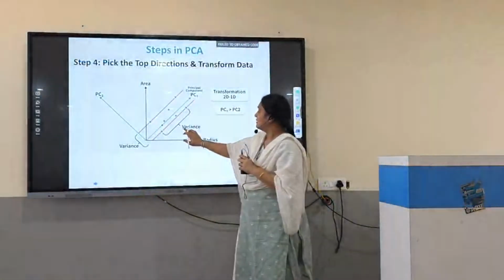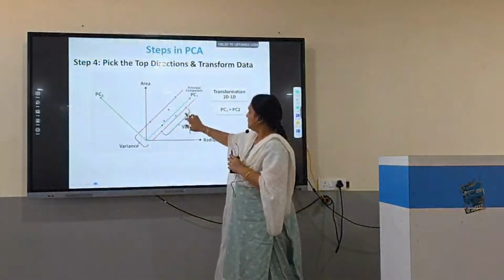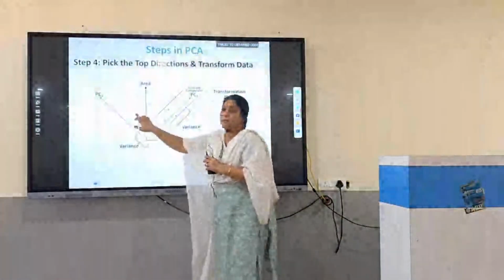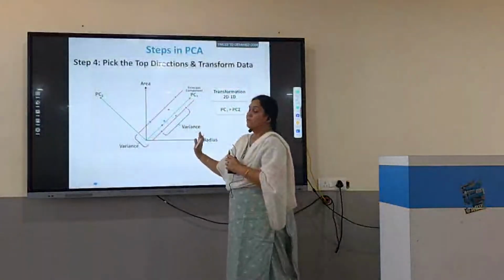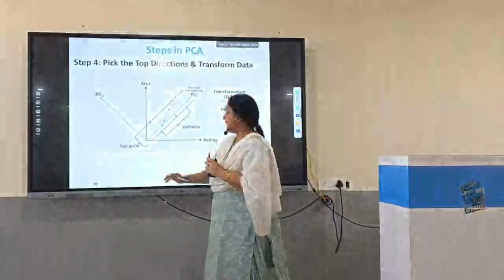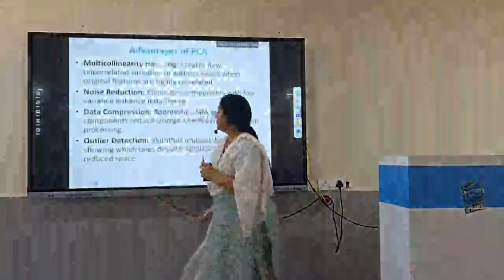So this is what it is. This is the variance shown by this PC1, and this one is the variance shown by the PC2, by transforming one of the original attributes to the next axis, to the new axis.